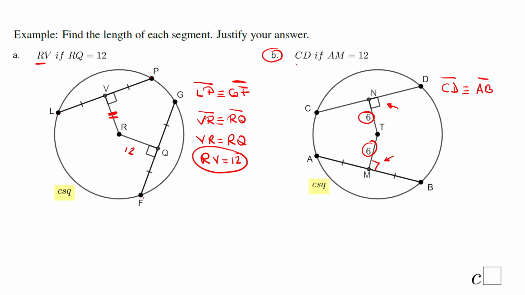And now we need to find CD if AM is 12. If AM is 12, that means MB is also 12 because TM bisects the chord. So that means AB will be 24, which brings us to the fact that CD is 24. These two problems are very easy, but the justifications in geometry, and not only, are very important.